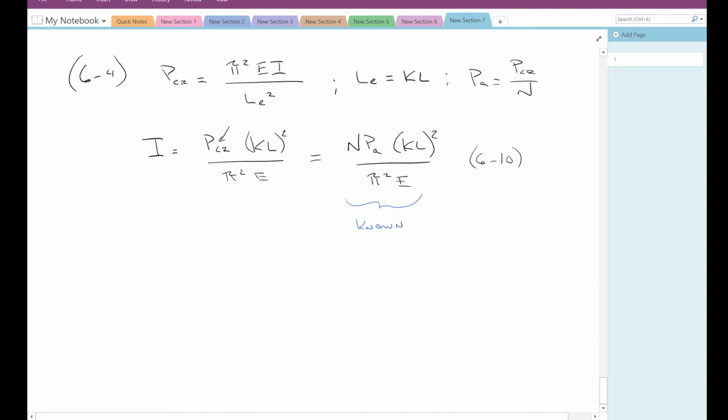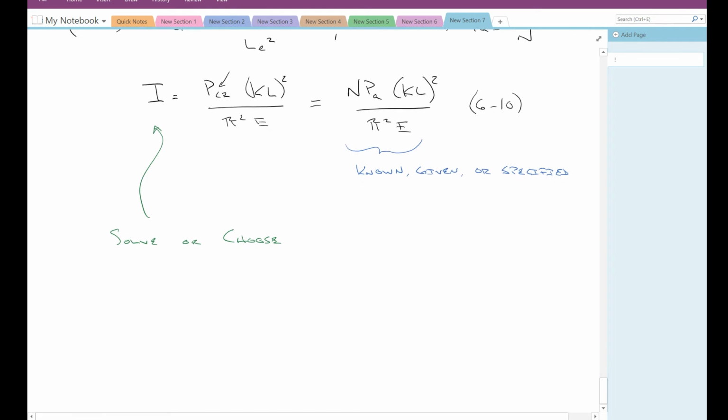Known, given, or we specify them ourselves. Now we can change colors, maybe to a green. Now we can solve or choose a certain type of cross-sectional area or a certain type of beam design that will result in a good, allowable, or satisfactory area moment of inertia.